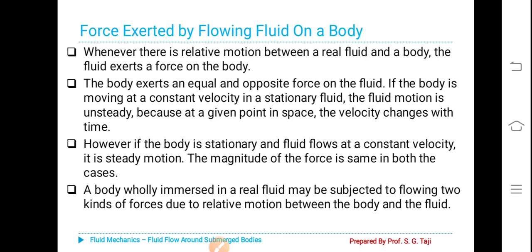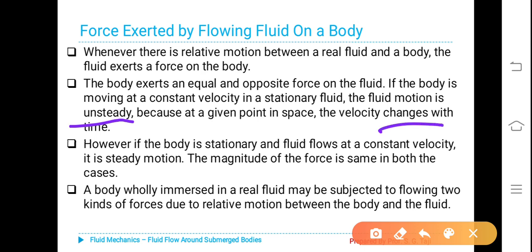If the body is moving at a constant velocity in a stationary fluid, the fluid motion is unsteady, because at a given point in space, the velocity changes with time. However, if the body is stationary and fluid flows at a constant velocity, it is steady motion. The magnitude of the force is the same in both cases. A body wholly immersed in a real fluid may be subjected to two kinds of forces due to relative motion between the body and the fluid.